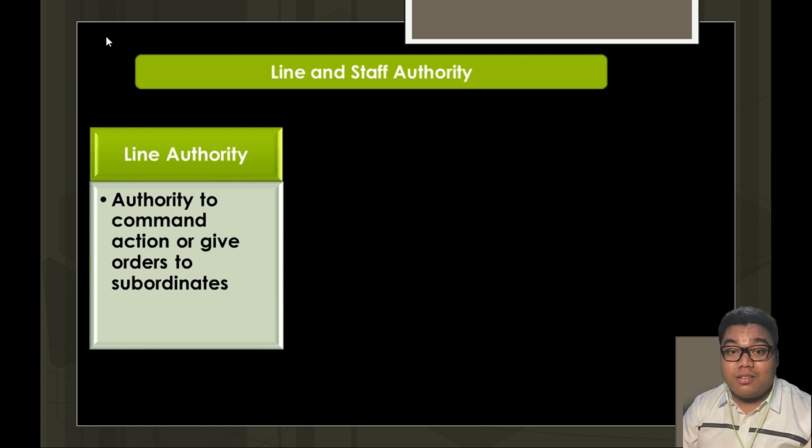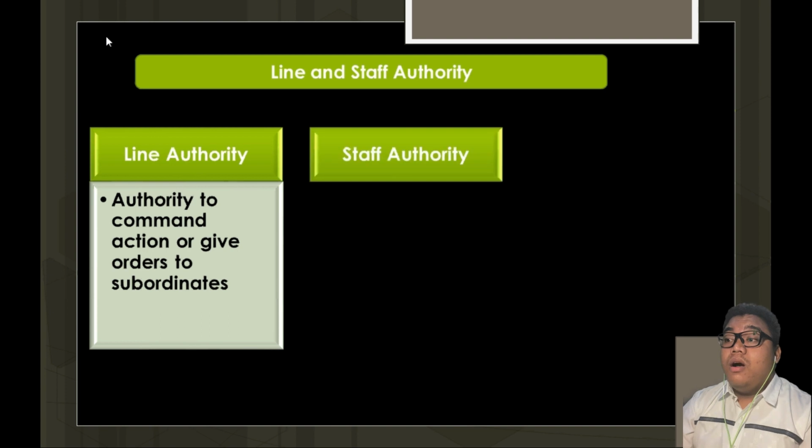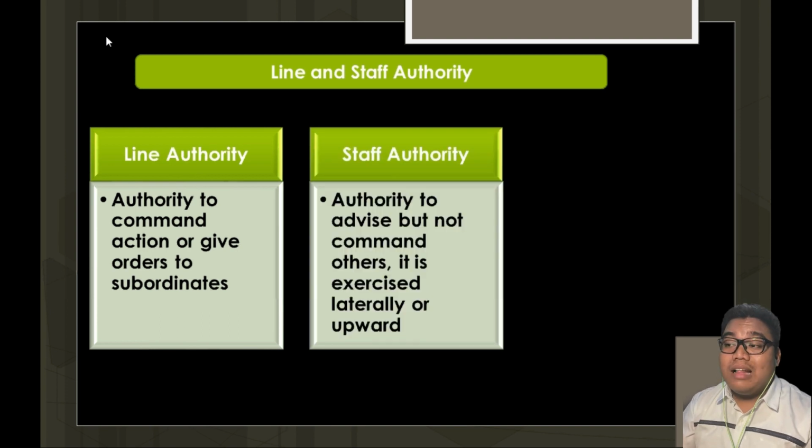That is line authority. So it is authority as a result of your position, of your rank in the organization. So of course, someone is higher than the other. So a senior is higher than a junior, and so forth. What is staff authority? This is the authority to advise but not to command others, and it is exercised upwards.